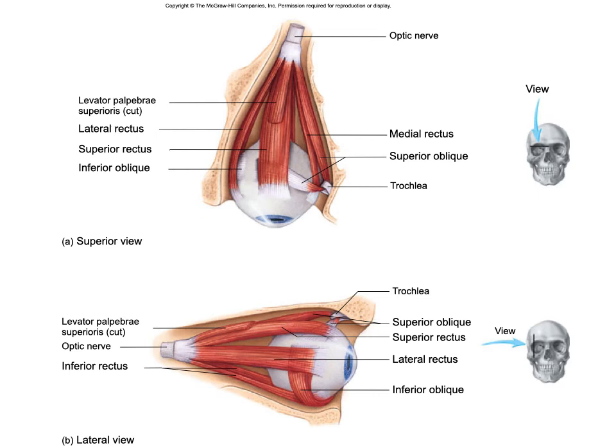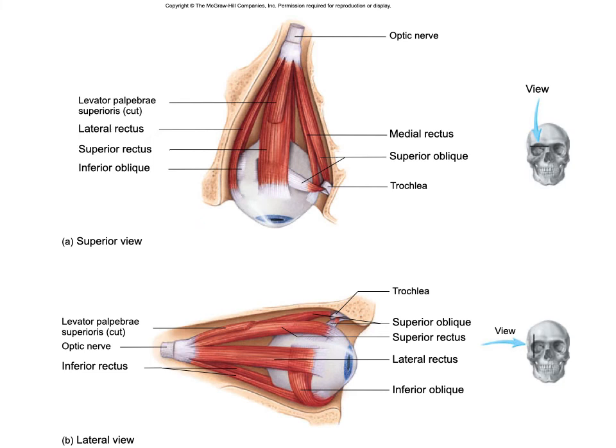And this is superior, this is inferior, this is medial, this is lateral. So there's your four rectus muscles. Superior rectus, inferior rectus, medial rectus, lateral rectus. Very simple, very straight, easy to identify. Make sure you know whether you're looking at a superior view, so you're looking down on the superior rectus, or a lateral view like this, where there's the lateral, there's superior, there's inferior rectus.